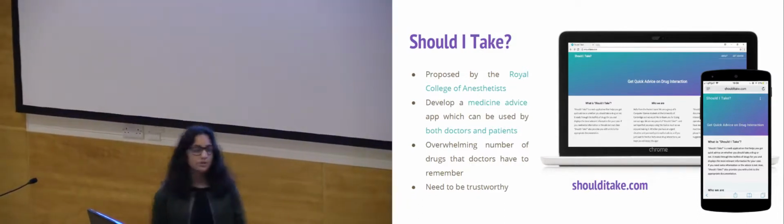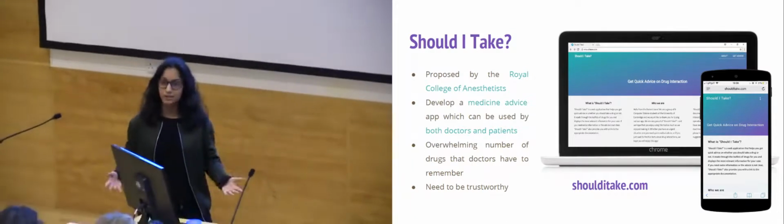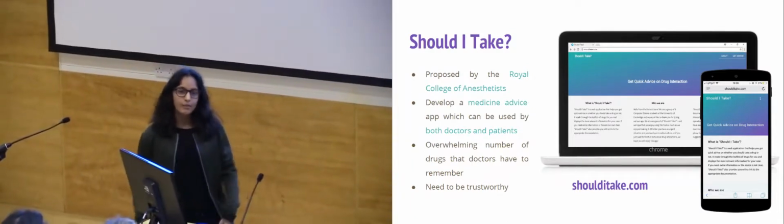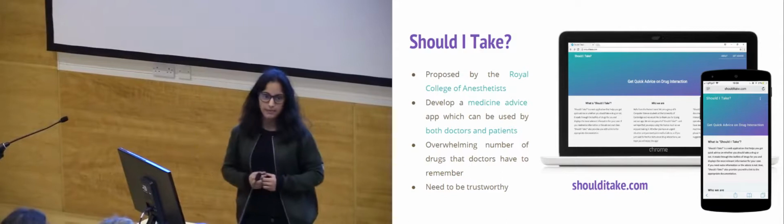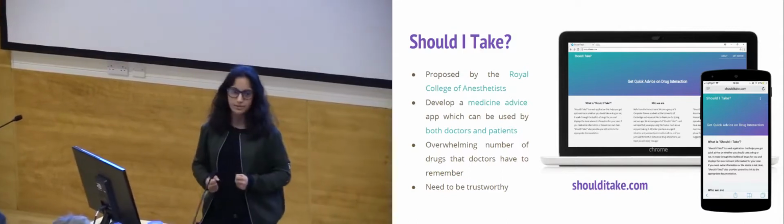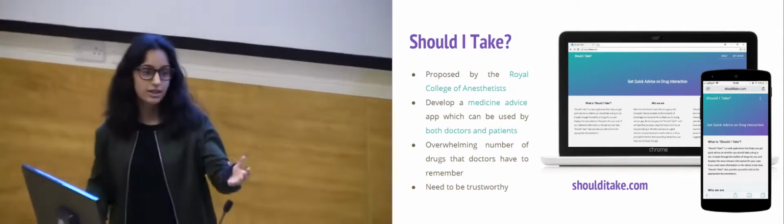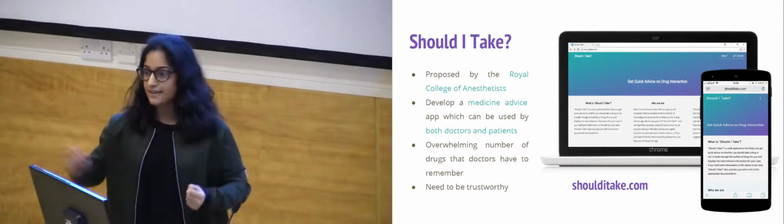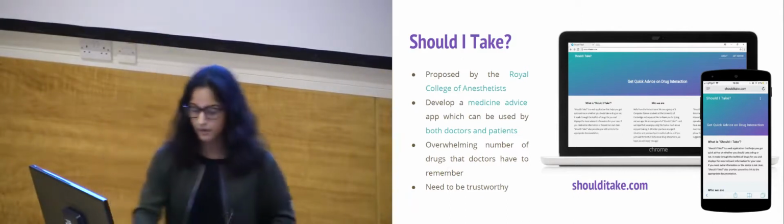So we wanted to produce an app that both patients and doctors can turn to when they want to check, for example, if I'm taking aspirin, am I allowed to also take this other drug as well? Or if I have a certain condition like high blood pressure, can I take this medication with that also?